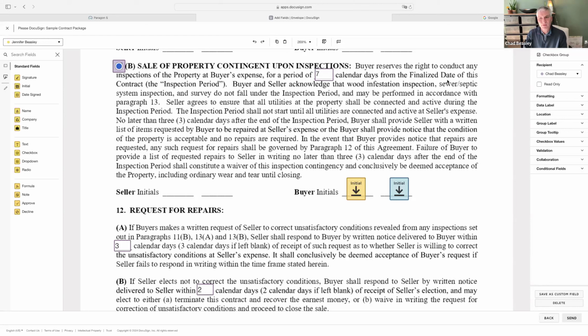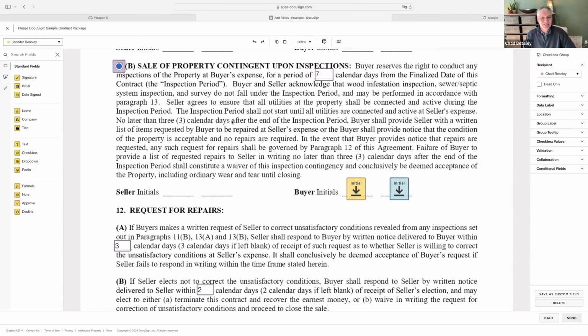So 7 calendar days from the finalized date of the contract. Buyer and seller acknowledge that the wood infestation inspection, septic and sewer system inspection and survey do not fall under this inspection period and may be performed in accordance with paragraph 13. Seller agrees to ensure all utilities at the property shall be connected and active during the inspection period. The inspection period shall not start until all utilities are connected and active at seller's expense.